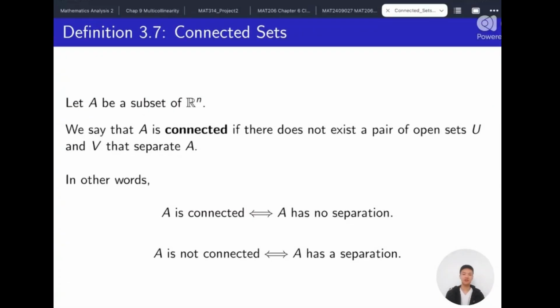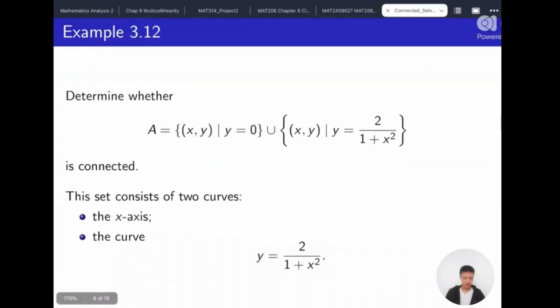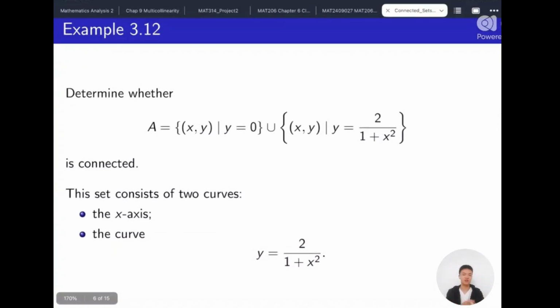And here is the definition of connected sets. We say that a set is connected if there does not exist a separation U and V. In other words, A is connected if and only if A has no separation. Conversely, A is not connected if and only if A has a separation. And we can use that definition to distinguish whether a set is connected or not.